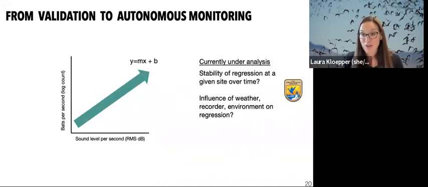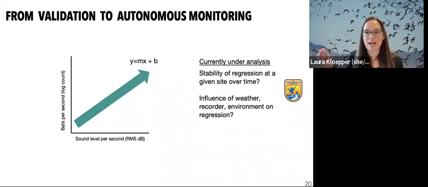Well, the answer is we're currently figuring that out. So we're in a deep dive, again, with our Fish and Wildlife partners. We're currently trying to figure out, for a given cave site, if we figure out this regression equation for a given night, how stable is that over repeated nights? Theoretically, if you have the same recorder and it's at the same location, the only thing that should be affecting that is temperature and humidity.